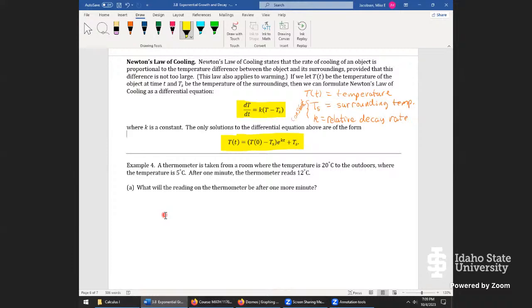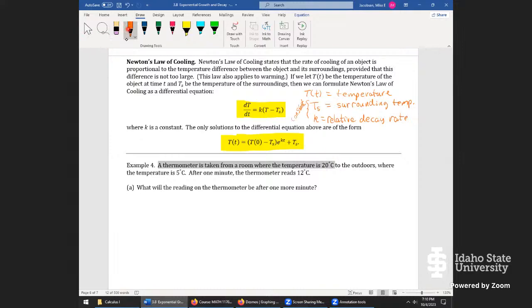Okay, so here's the first thing we got to do. When you read a sentence like this, I would read it, reread it, and reread it because there's a lot going on in that. It starts off by saying a thermometer is taken from a room where the temperature is 20 degrees to the outdoors where the temperature is 5 degrees. Let's kind of slow this down. A thermometer is taken from a room where the temperature is 20 degrees.